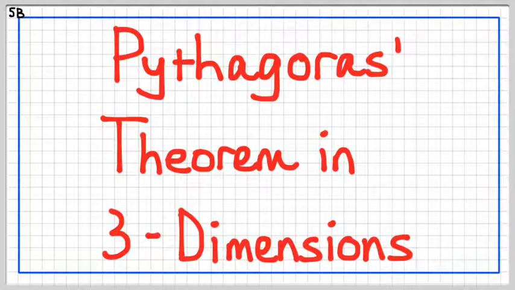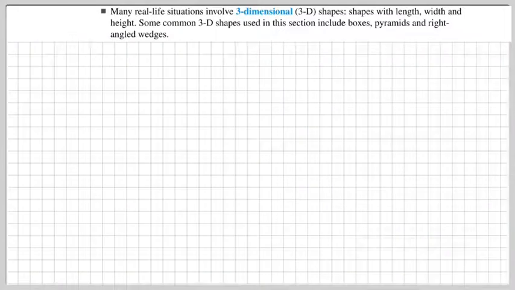Okay guys, let's have a look at Pythagoras' theorem in 3 dimensions. It's even more exciting than Pythagoras' theorem in 2 dimensions, so let's go with this. Now, we know that many real-life situations involve 3-dimensional shapes. Shapes with length, width and height, of course they do.